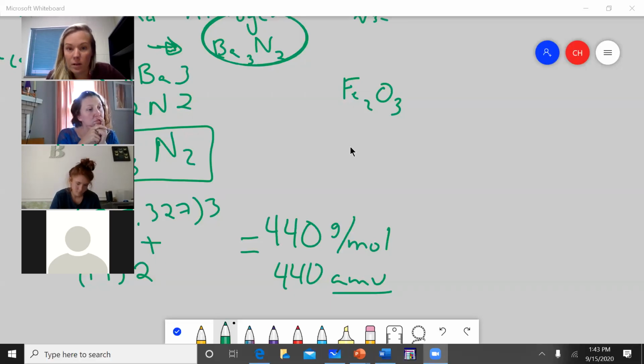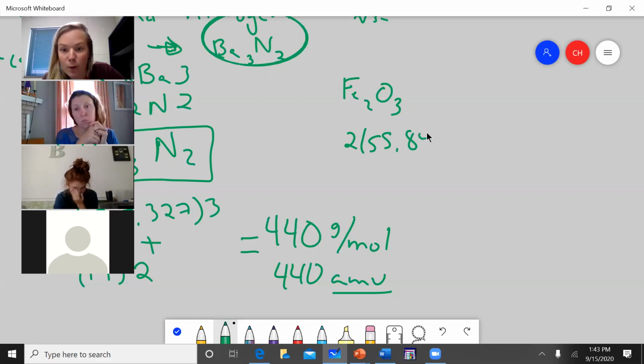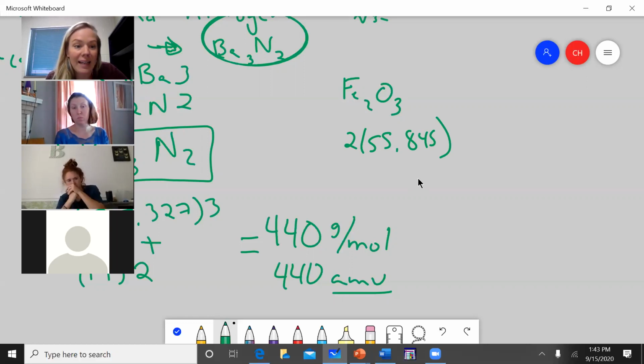Okay, so iron, here I've got 2 of them, and the mass of it is 55.845. If it's really, really close, like oxygen is 15.999, you can go with 16. But if there's a deviation of more than a tenth, I would use those decimals, okay? We're going to add that to our oxygen.